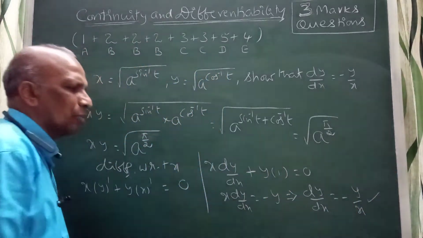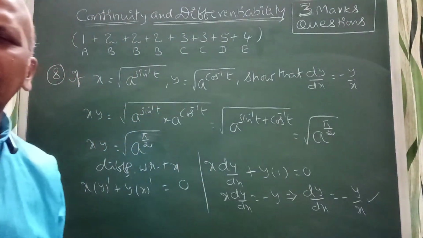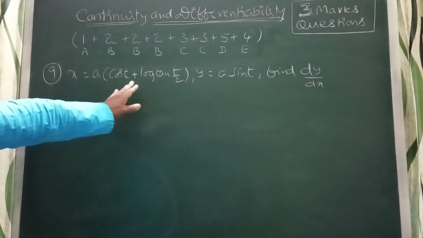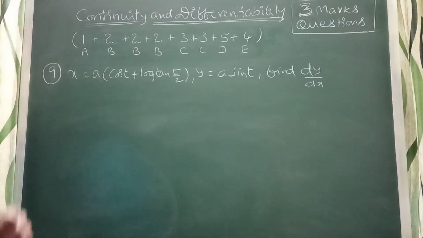Transfer side minus y by x. So that will be the required answer: dy by dx equal to minus y by x. See, in this problem they are given x is a cos t plus log tan t by 2, y equal to a sin t, find dy by dx.